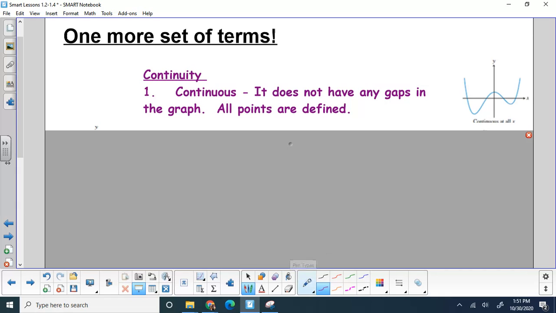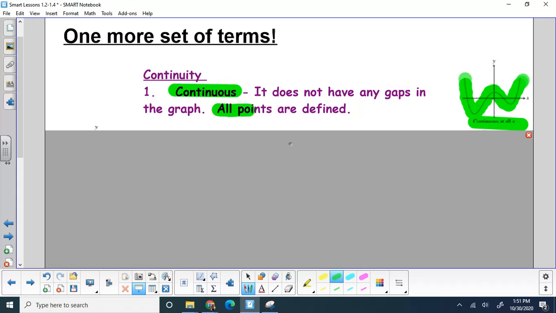The first scenario that we have is a continuous function. So if a graph is considered to be continuous, you'll notice that as I trace this graph, there are no gaps, holes, or asymptotes. Therefore, we say it is a continuous function for all x values, or all points are defined. Simply stating, I can trace that graph without ever picking up my finger.